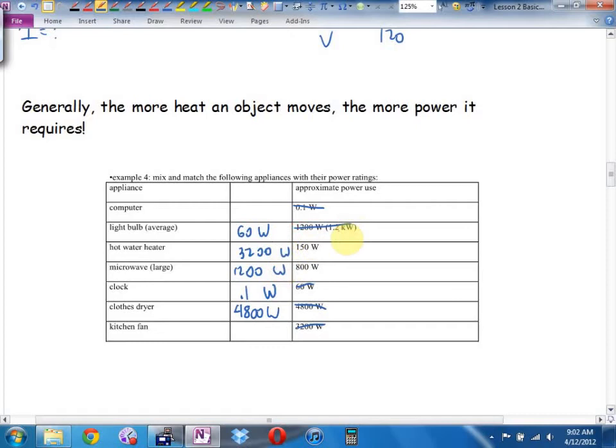Well, what do you think uses more power? What do you think generates more heat, a computer or a kitchen fan? Yeah, a computer takes about 800 watts. A kitchen fan would be about a 150 watt motor.